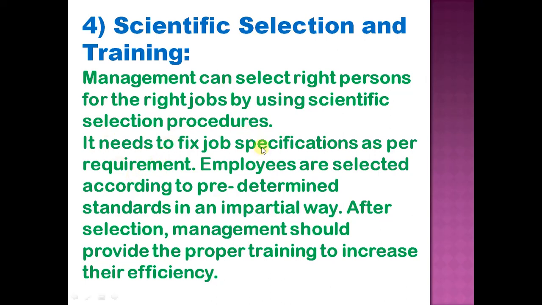So for this purpose, we have to fix job specification. We have to see the requirement of our job, and then we have to fix certain specification. Employees must be selected according to predetermined standards, so they can be selected in an impartial way. For the selection process, management has to fix the job specification and keep the predetermined standard. After the selection, they have to provide the training also. There will be an increase in the efficiency of the employees.